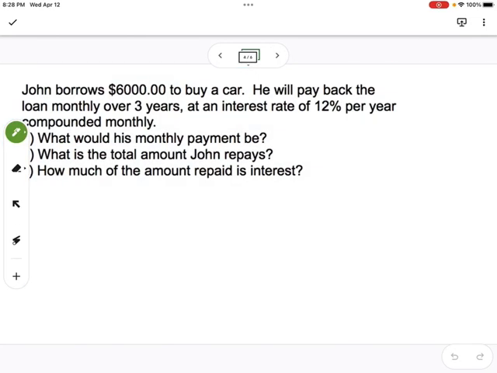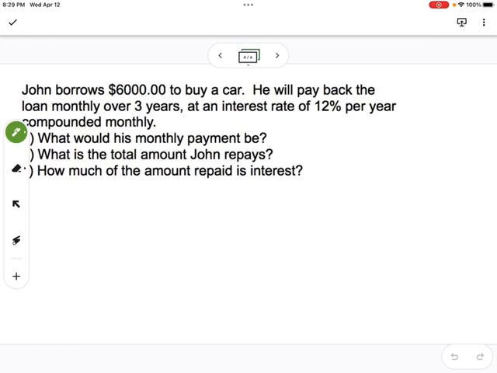Looking at our next example here, John borrows $6,000 to buy a car. He will pay back the loan monthly over 3 years at an interest rate of 12% per year compounded monthly. What would his monthly payment be? What is the total amount John repays? And how much of the amount repaid is interest? Okay, so a few questions to answer here.